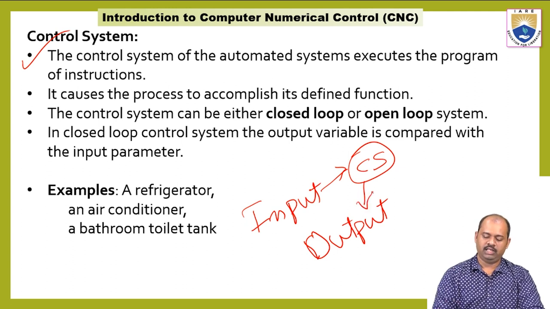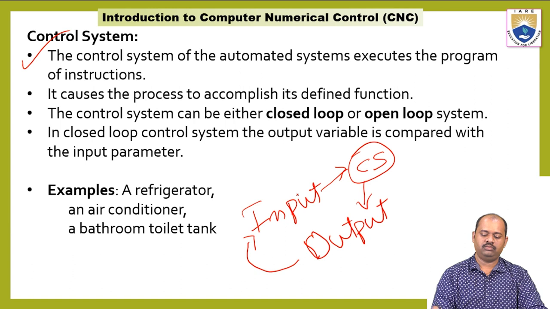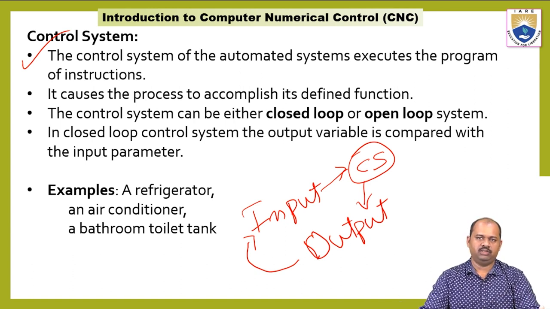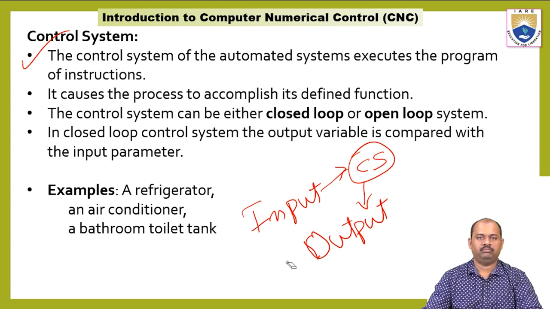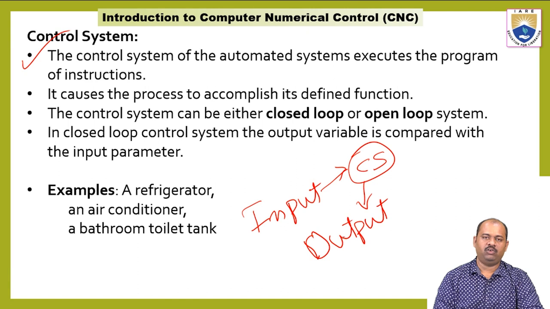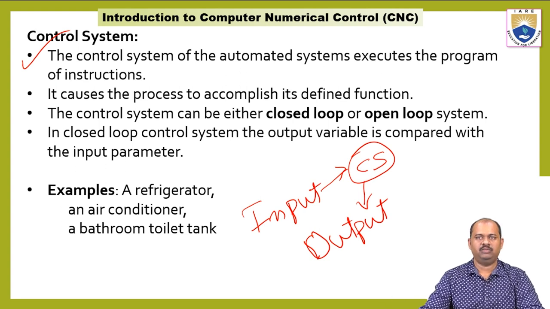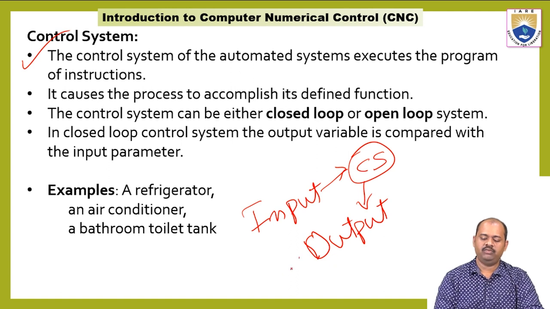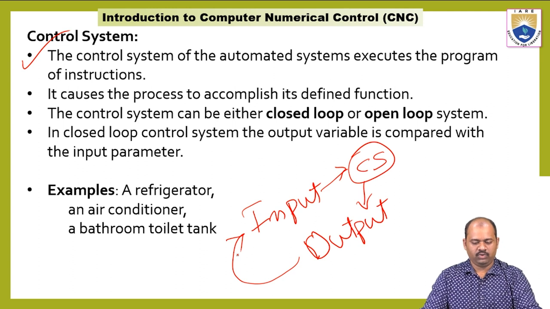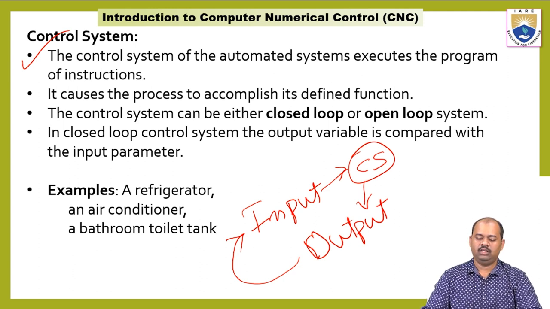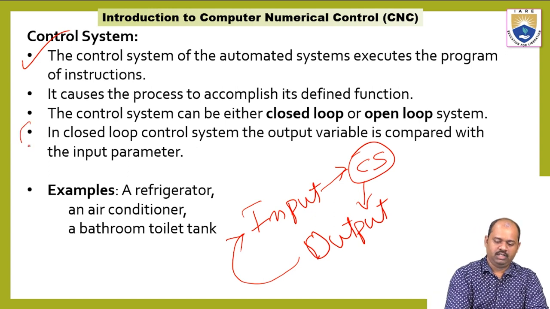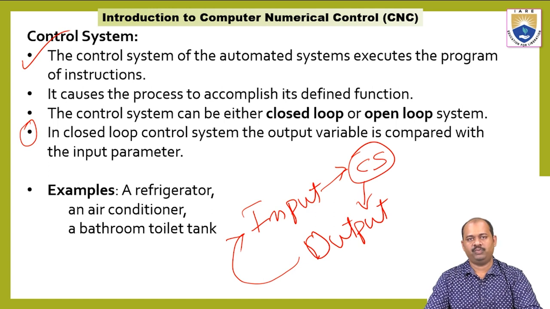So we need a separate feedback system which will analyze this output and give it to the input. If the system is an open loop system, there is no feedback system. There is no feedback taken from the output and converted into the input, so that the next step is modified accordingly. If the system is closed loop, we can take the output variables and give them to the input parameters. In a closed loop control system, the output variable is compared with the input parameters. That is how a feedback control system or closed loop control system will work.